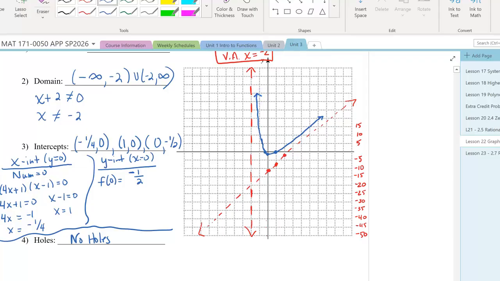And I think I did find one other point. So let me create my table of values. When I plug in x equals -1, I actually get 6. So -1, remember they're going up by 5, so 6 is going to be somewhere in that vicinity. So it's going to come up like this.